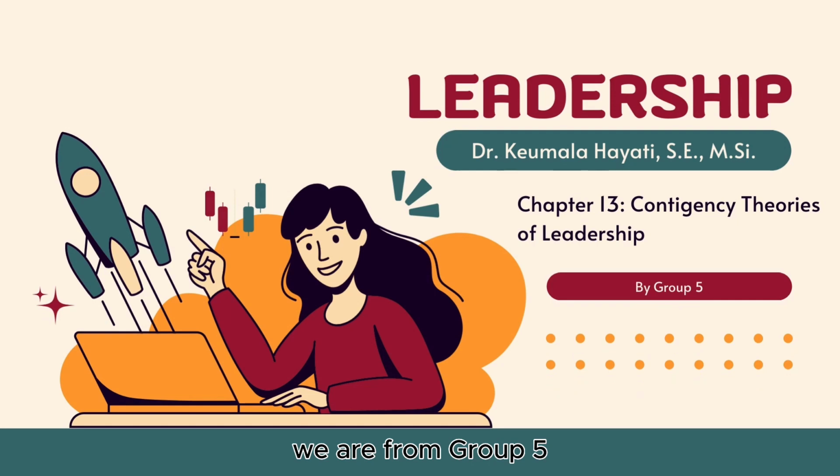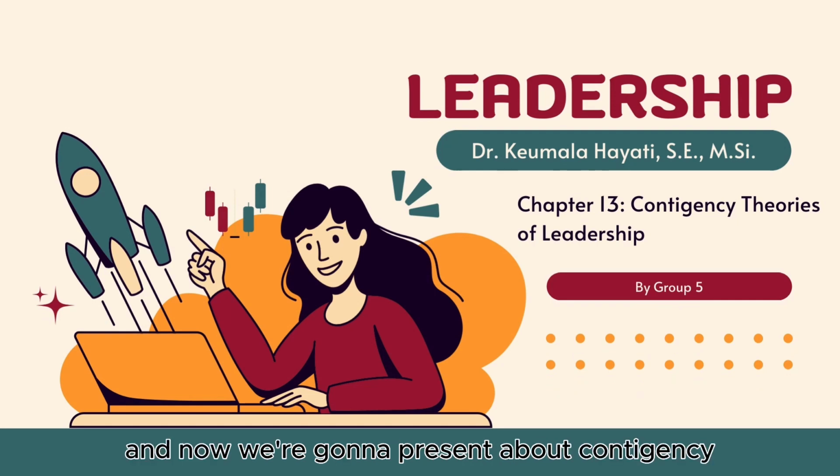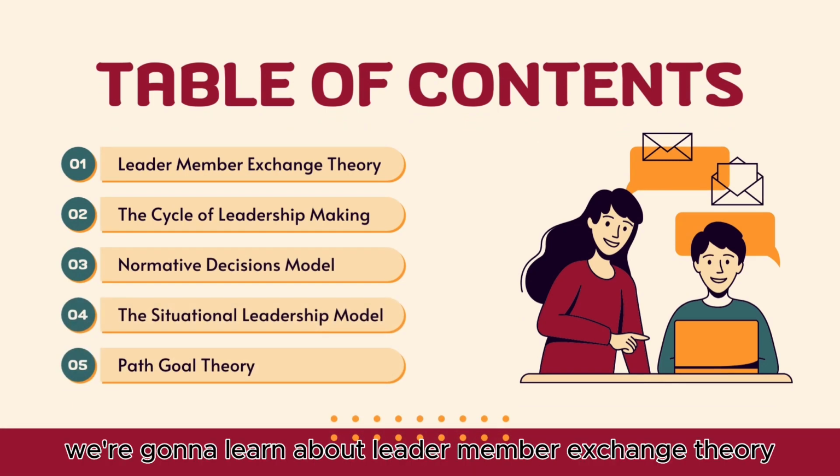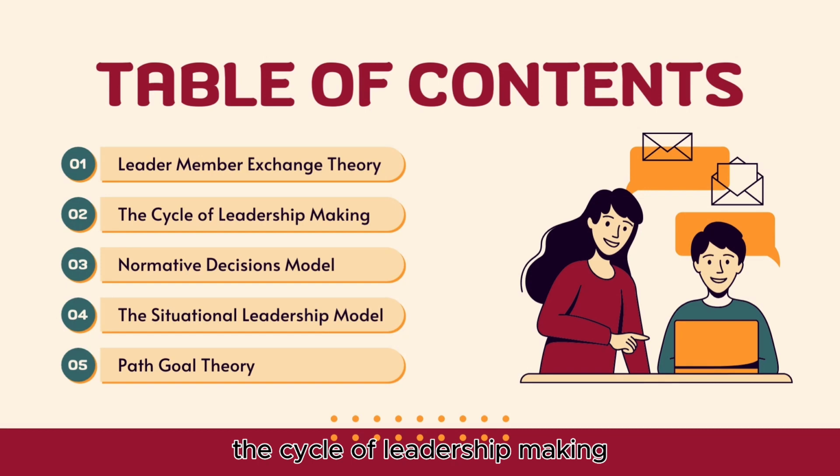Hello everyone, we are from Group 5 and now we are going to present about contingency theories of leadership. In this chapter, we're going to learn about leader-member exchange theory, the cycle of leadership making, the normative decision model, the situational leadership model, and the last one, path-goal theory.